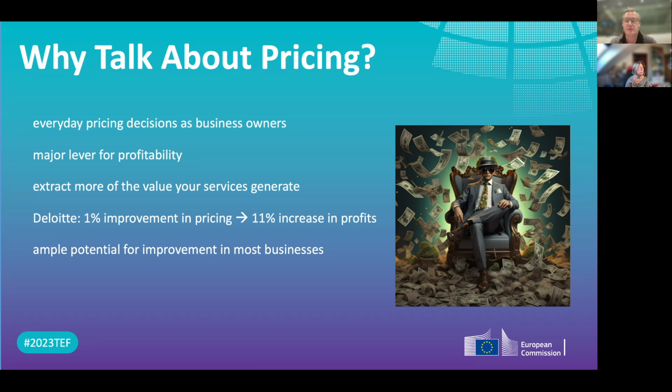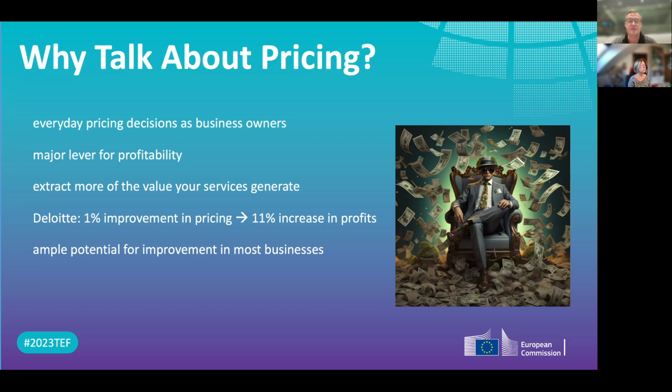As business owners or in any other capacity you work in, we probably work with customers and make pricing decisions every day. It is something we do for a living. We aim to do it professionally, and we should really know what we're doing here. As I said before, the ultimate goal of pricing decisions is to extract more of the value your services generate.